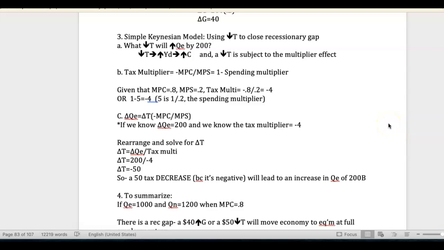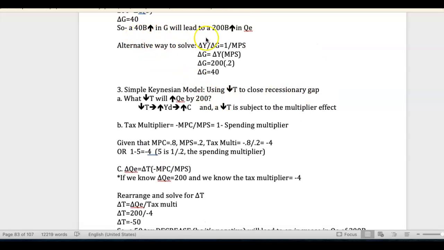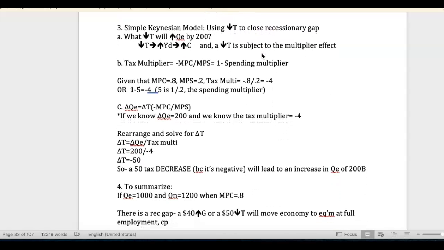All right, so we just went over how increasing government spending could close a recessionary gap. Now let's look at how decreasing taxes could also close the recessionary gap. So remember that the number that we got for the government spending, to close the gap of 200 billion, we would need to increase government spending by 40 billion because of the spending multiplier, which is 1 over MPS. So now we're going to be using the tax multiplier.